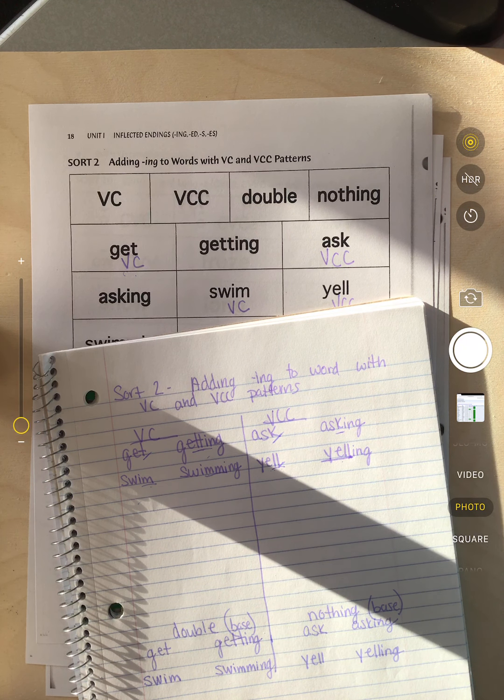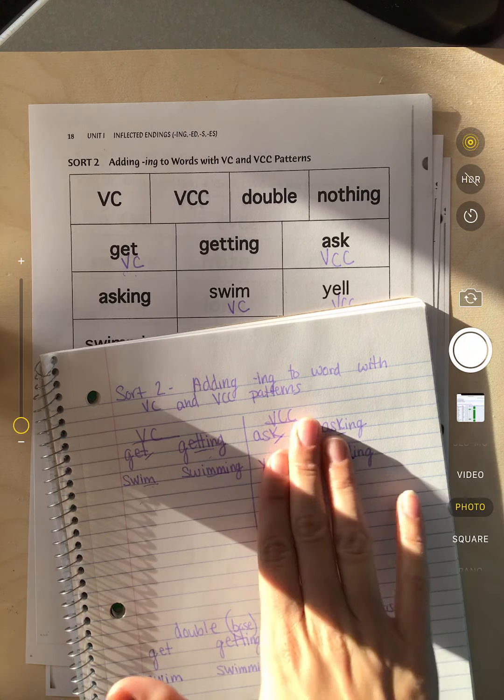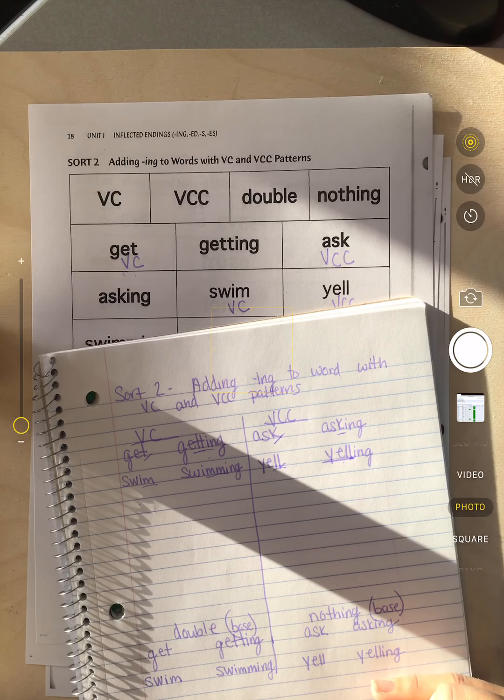So I want you to finish sorting your words. Remember, you're doing a double sort, so you're looking at the vowel pattern first and then looking to see what happens to that last letter in the base word. So do your sort in your notebooks and then submit it on Schoology.